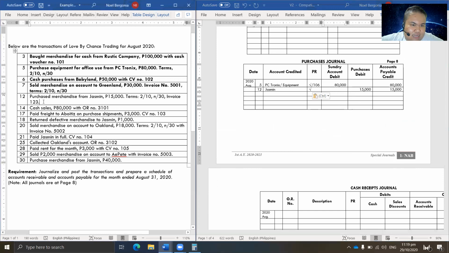Okay, for the transaction on 12. Di ba ang dali lang? So, ang dali-dali lang, di naman ano. Hindi, papracticein mo yan, of course. Okay? Next would be on August 14.